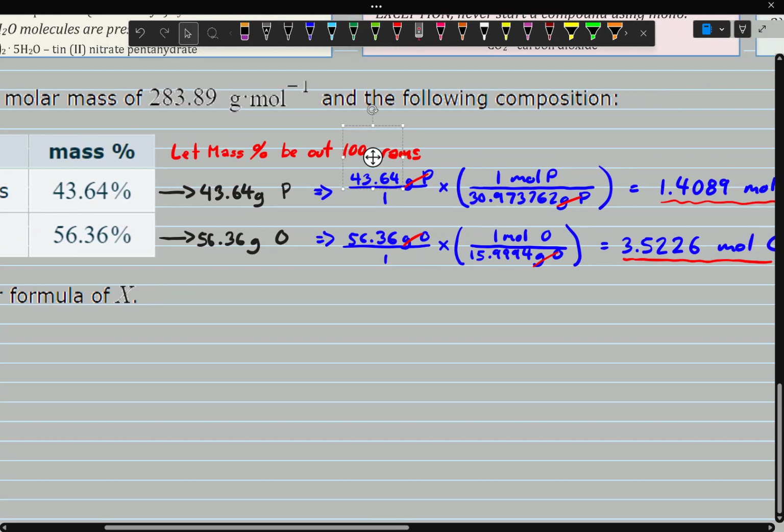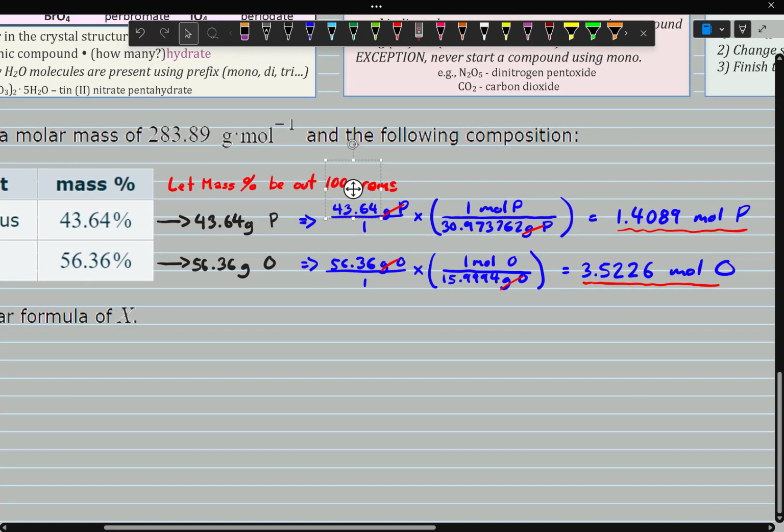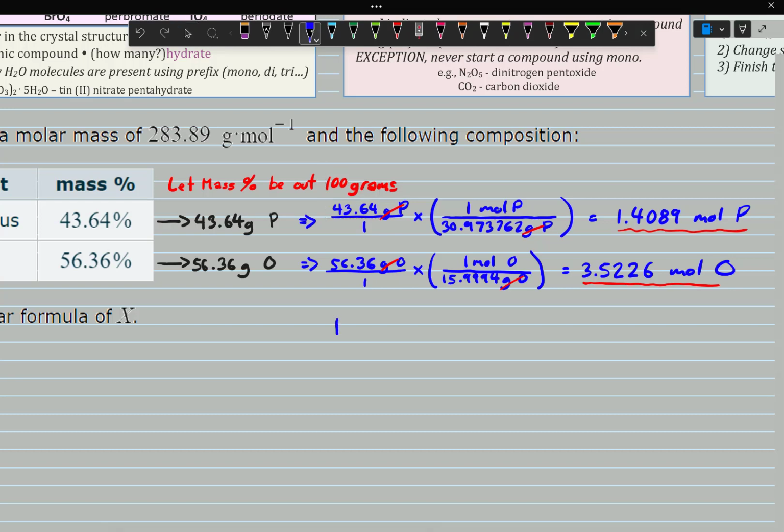What we've done here is convert this mass percent into something we can use for our chemical formula, because our chemical formula is made out of moles, right? For instance, H2O, water, consists of 2 moles of hydrogen and 1 mole of oxygen per every 1 mole of water, right? So we're dealing with moles here.